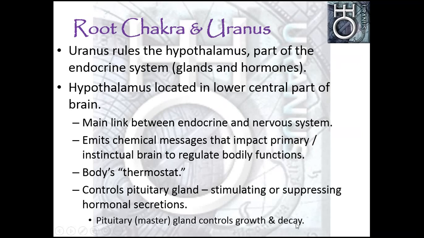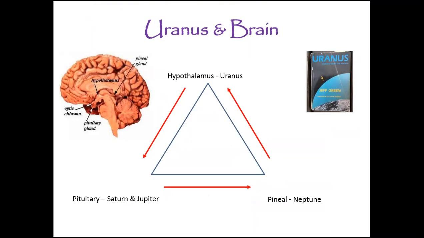Let me show you the next photo with this of how this works with Uranus in the brain. And again, coming from Jeffrey's book on Uranus. The hypothalamus is the thermostat. It sends messages to the pituitary to increase or suppress hormones. The pituitary master gland has an effect on every other hormone in the body. It has a special effect on the pineal gland, which is ruled by Neptune. We'll study this with the crown chakra and how grounded or enlightened we are. And then the pineal, in turn, affects the hypothalamus.